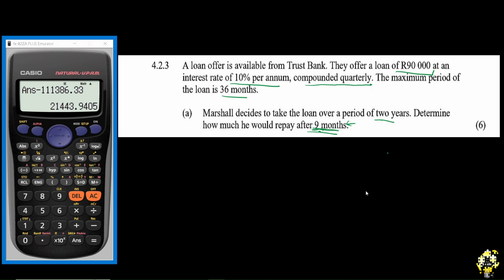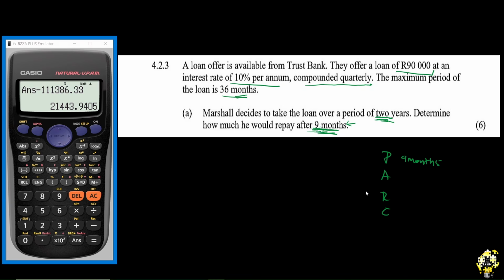Now let's go. What's our period? Our period is actually 9 months. Why? Because we must determine how much he would have repaid after 9 months. Don't get confused by these 2 years and by this 36 months. Focus on the question. The question says you must calculate how much he would have repaid after 9 months, not after 2 years.